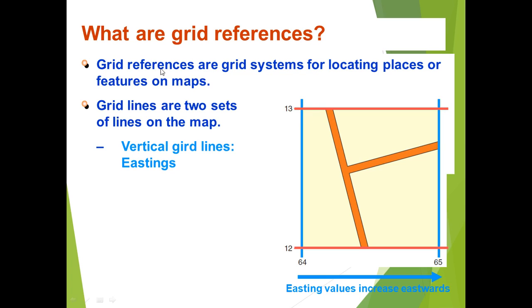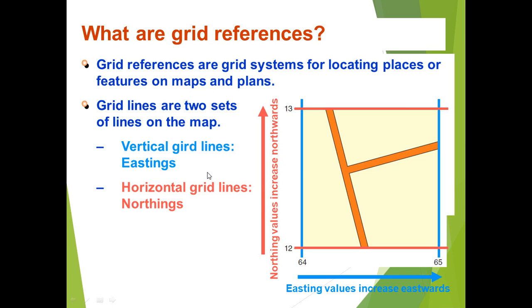Grid references are actually constructed by different grid lines, and there are two sets of lines on a map: the vertical lines and horizontal lines. We also have specific names for each of them. They are the easting and northing. Right now you can see 64 and 65, these blue lines are eastings because they are the vertical grid lines. And the red lines here, 12 and 13, are the northings because they are the horizontal grid lines. Why do we call them easting and northing? Because their values increase eastward and northward.